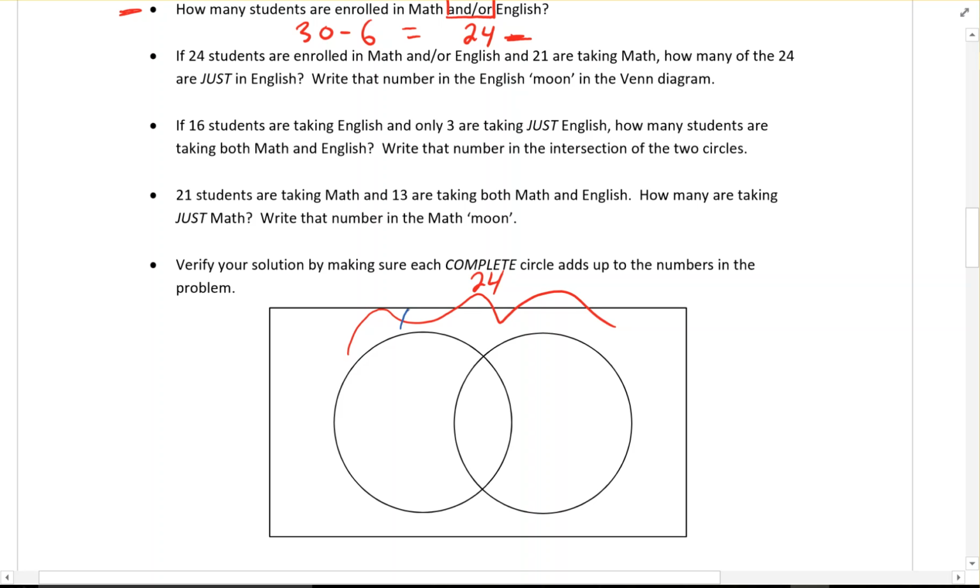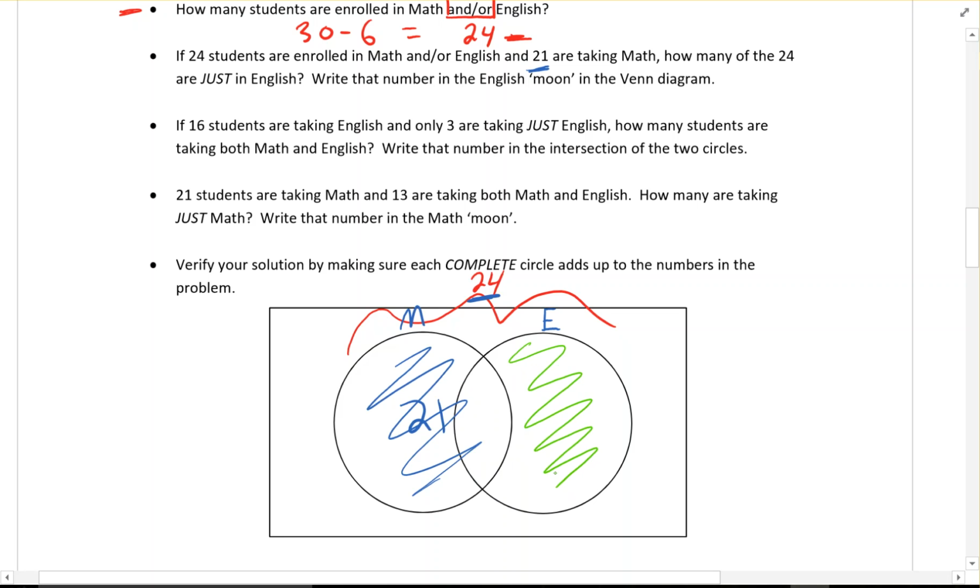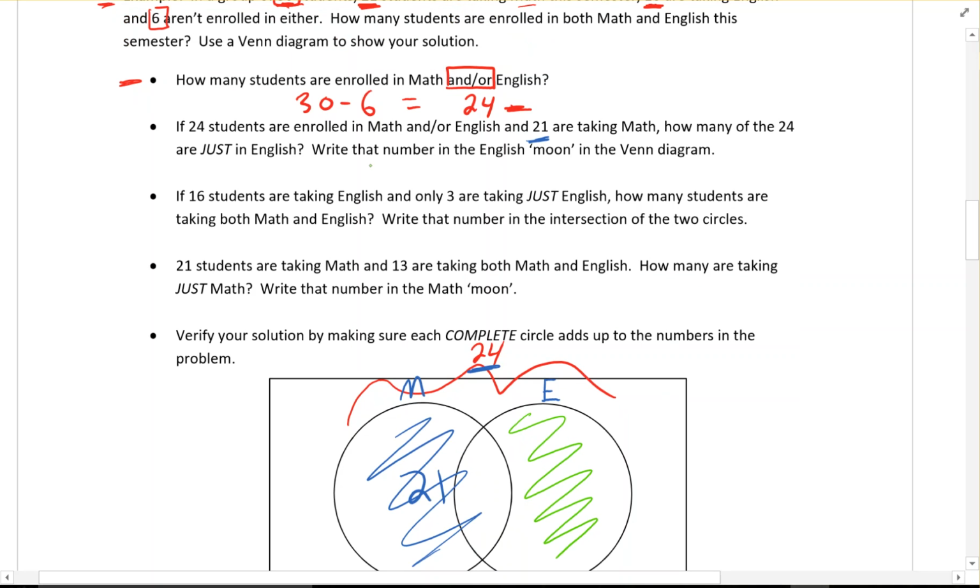So let's say this will be our math circle and this will be our English circle. If 21 are taking math, that's this, that would be this whole thing here. So if I go 24 and subtract this 21, which accounts for this entire circle, what I would be left with would be this: people taking just English. So for that one, I go 24, the whole thing, math and or English, and I subtract everything in math, so subtract 21, we get 3.